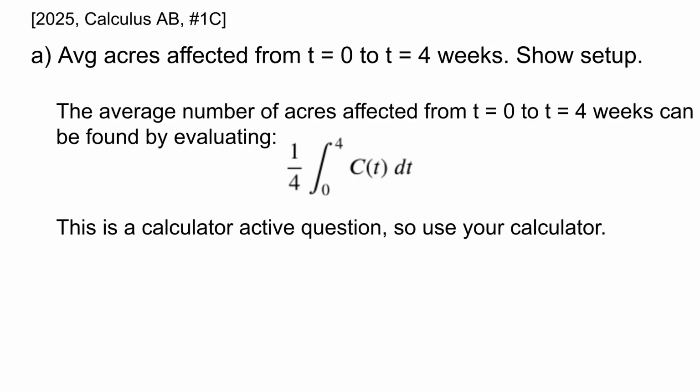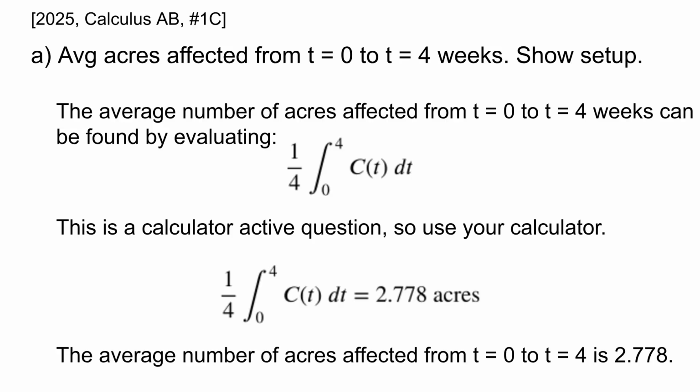And since this is a calculator active question, we're going to use our calculator. 1/4 the integral from 0 to 4 of c of t dt is 2.778 acres. Don't forget labels. And so we conclude that the average number of acres affected from t equals 0 to t equals 4 weeks is 2.778.